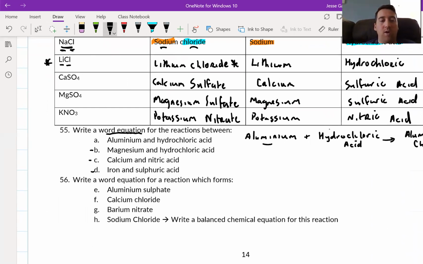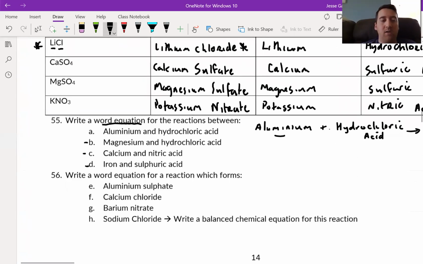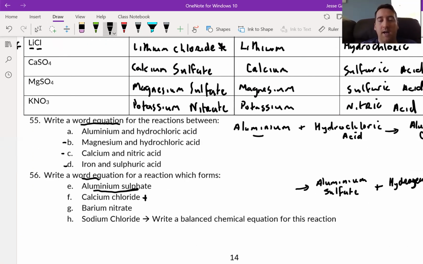Okay, now what we're doing is we are working backwards. So 56, we're going to write a word equation for the reaction which forms aluminium sulfate. So where this is the salt, I want to write the reaction. Actually, I'll do this one with you. So let's start. It reacts to give hydrogen. So I'm going to write that down now.